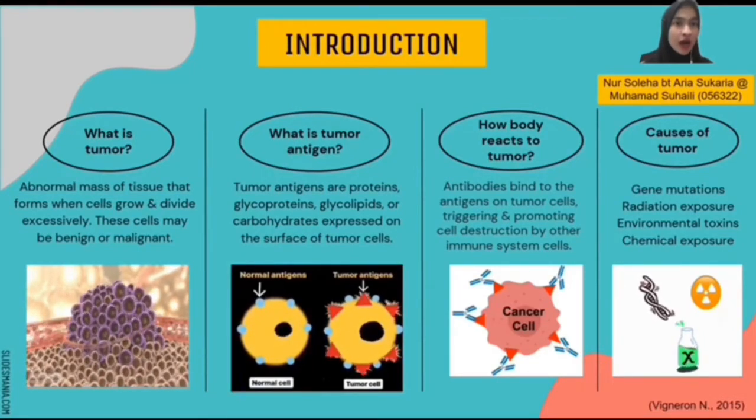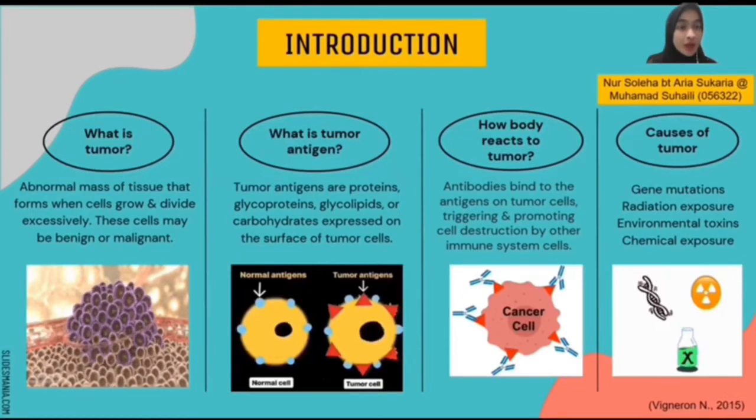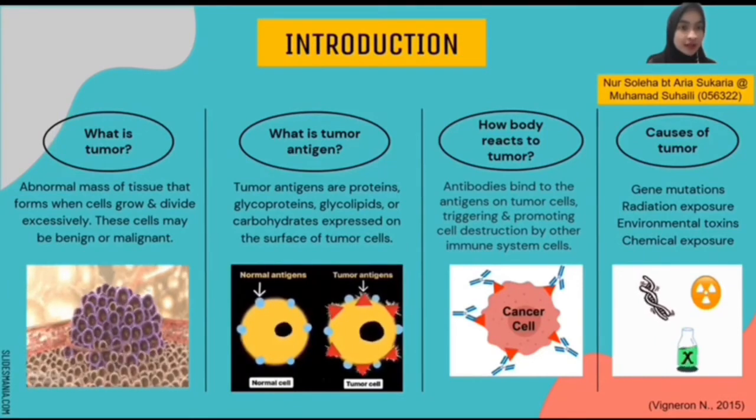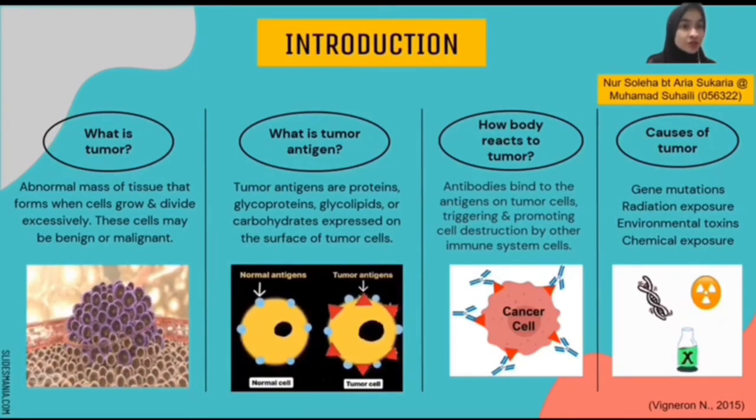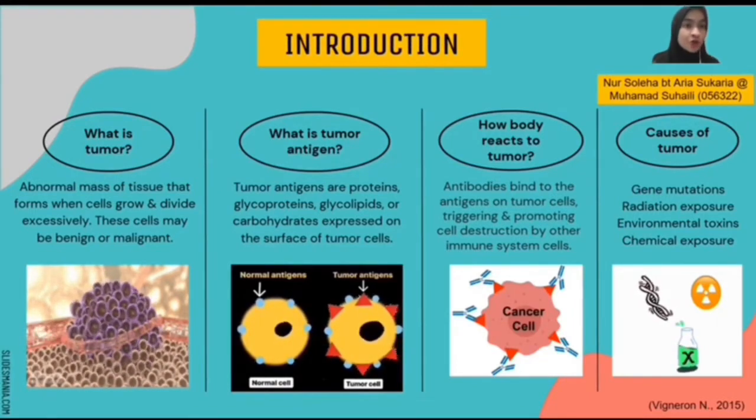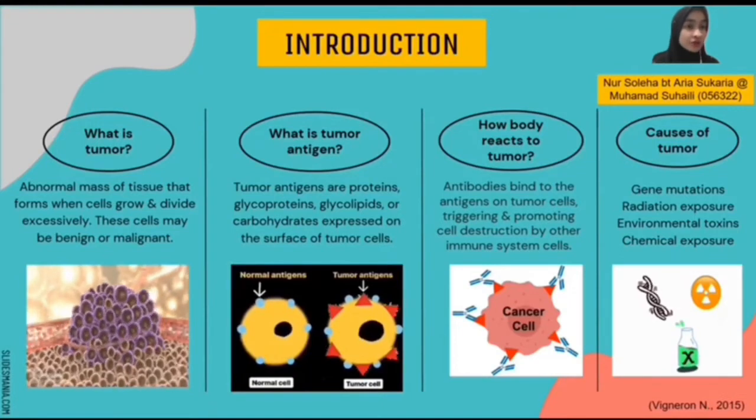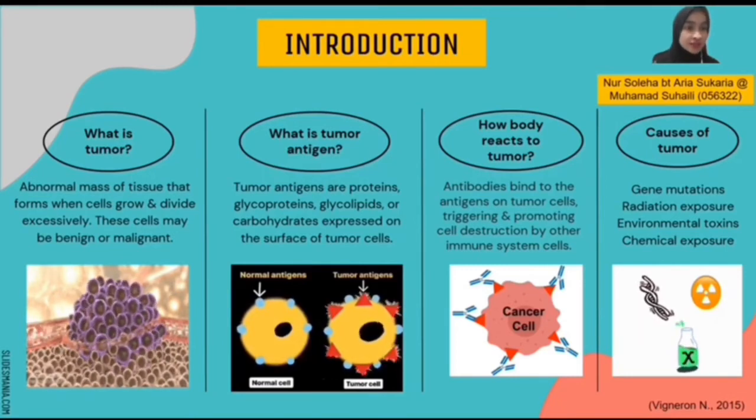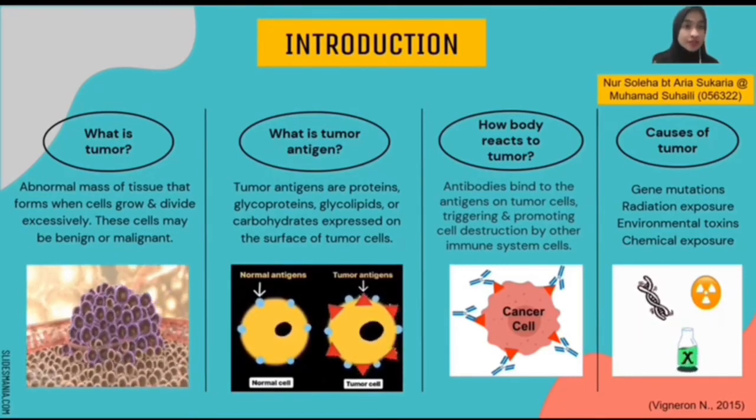Next, move on to how our body reacts to tumor. I will explain in general. So, basically, antibodies will bind to the antigen on the tumor cells, triggering and promoting cell destruction by other immune system cells. And the last part in this slide is the causes of tumor. There are so many causes of tumor. Below are a few examples. The tumor may develop due to gene mutation, radiation exposure, environmental toxins, and chemical exposure such as benzene.